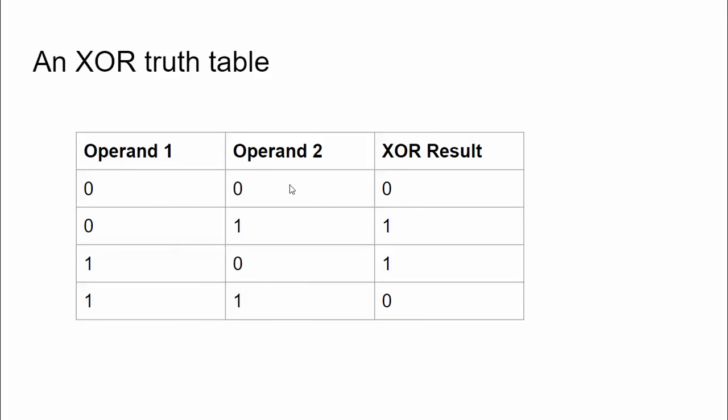0 XOR 0 is 0. 0 XOR 1 is 1, because exclusively one of the operands is a 1. And for the next pair, exclusively one of the operands is a 1, so that's a 1. And then for 1 and 1, if we XOR them together, we get a 0, because according to our formula, only one of the operands can be a 1. 1 XOR 1 produces a 0 as the output.